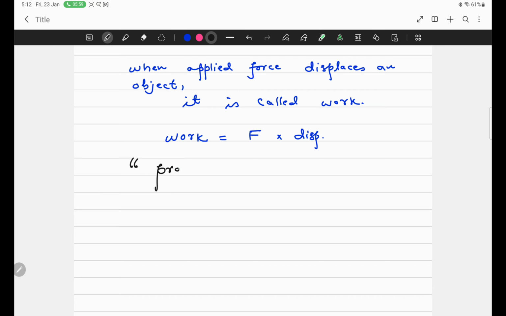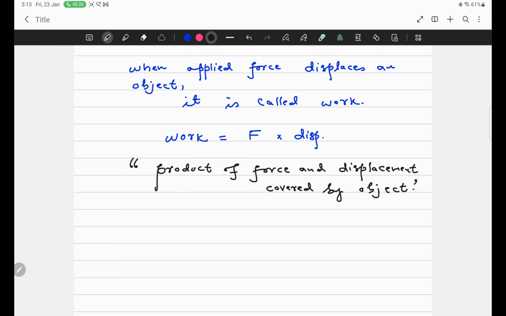The product of force and displacement. The product of applied force and displacement covered by the body is called work. So this is the definition of work which you have to write in the exam.